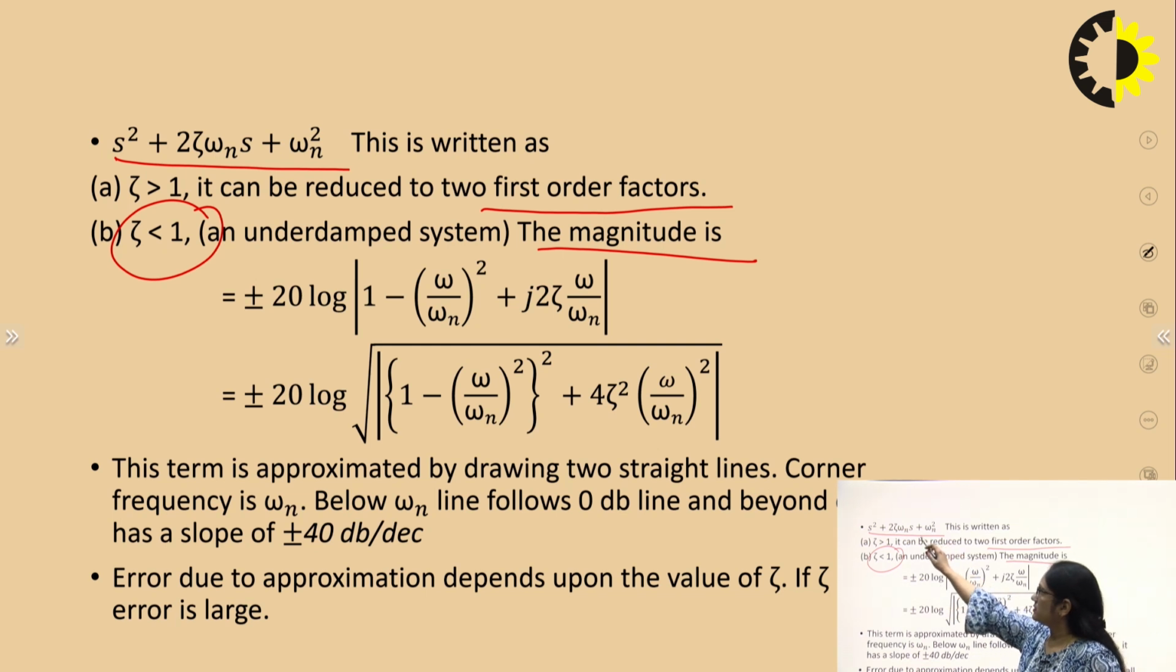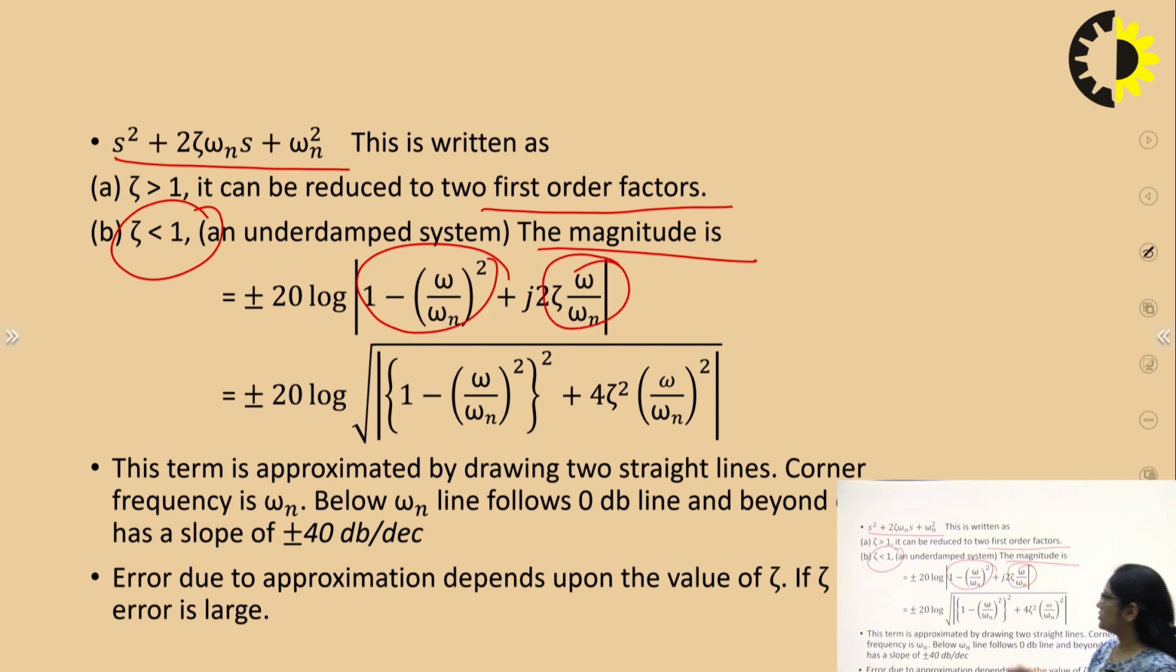When I rearrange the terms for s square plus 2 zeta omega n s plus omega n square, I get the magnitude as this, where this is the real part and this is the imaginary part. So, the magnitude will be the square root of the real square plus the imaginary square. This term is approximated by two straight lines. Again, we are considering the corner frequency, and the value of the corner frequency is omega n.